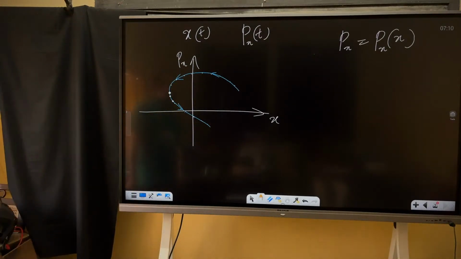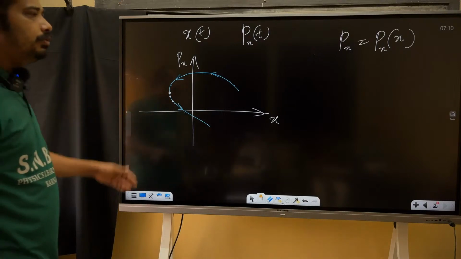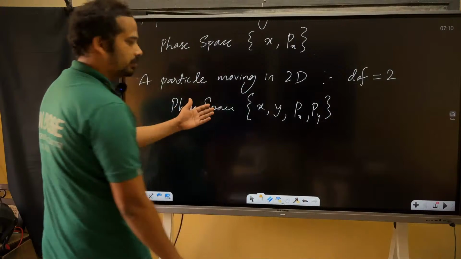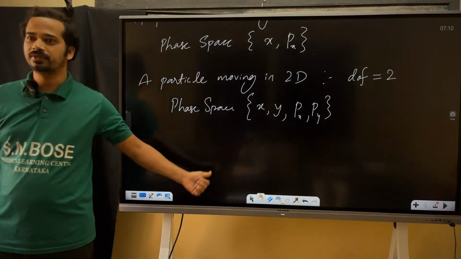Now, how do we draw this phase space trajectory? They didn't ask questions on four, I mean, how do you draw four dimensional?